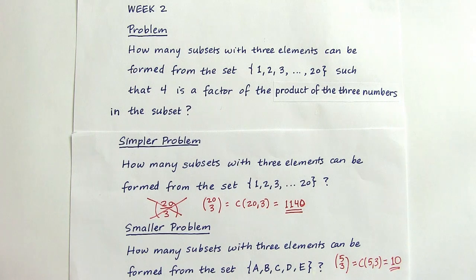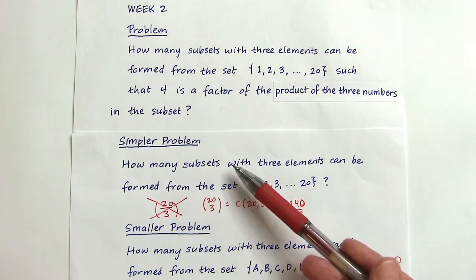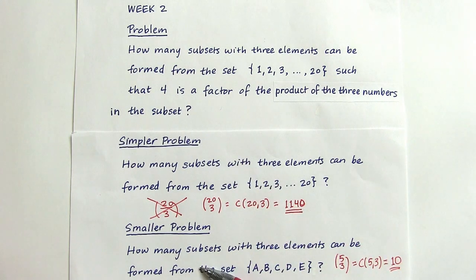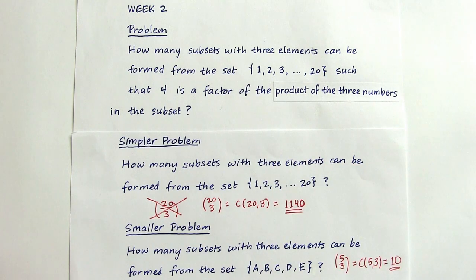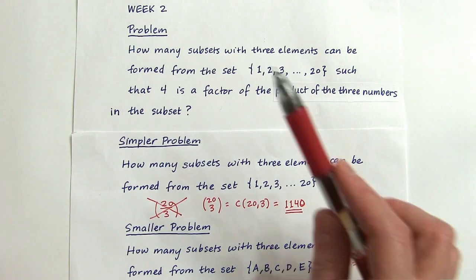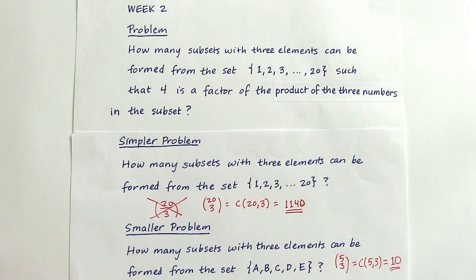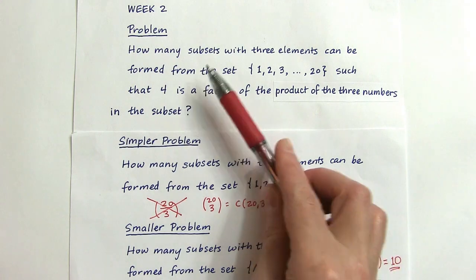So by this point, we have answered the simpler problem and the smaller problem that we mentioned at the very beginning of the video, and we've practiced the combination formula for a few examples, and we're almost ready to solve the problem of the week. Let's look at just a few more examples to give us the complete set of tools we need to solve the problem of the week. So 3 more examples, and then we're ready to solve the main problem.